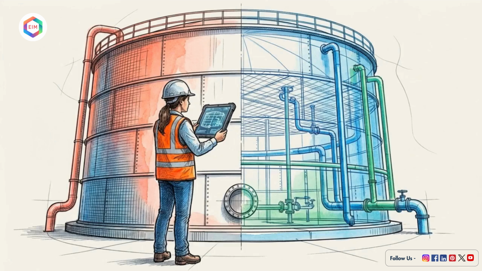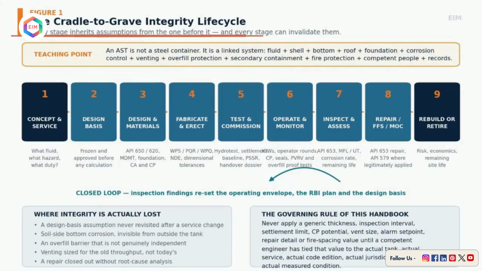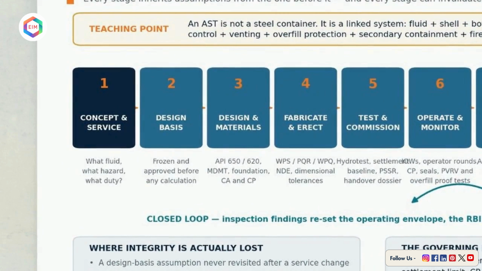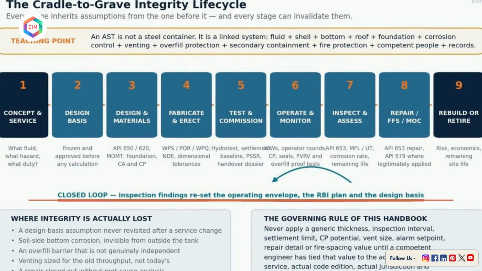Engineering integrity requires more than a one-time design formula. It demands active management through a continuous life cycle. Modern management follows a 9-stage cradle-to-grave framework, from initial concept to retirement. Every stage inherits assumptions from the one before it. Changes in fluid or throughput can invalidate the original design basis. This process is a closed loop. Step 7, in-service inspection, resets the operating envelope.